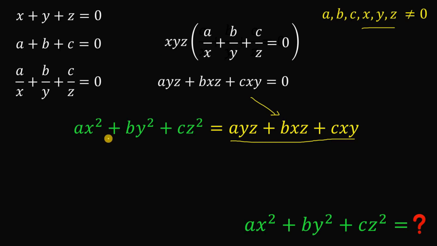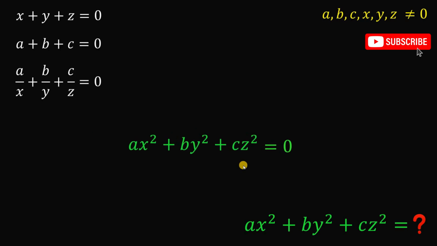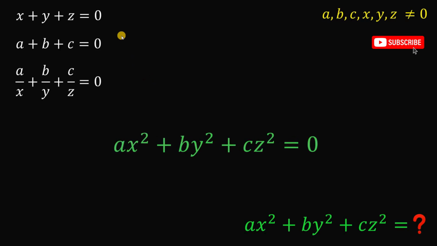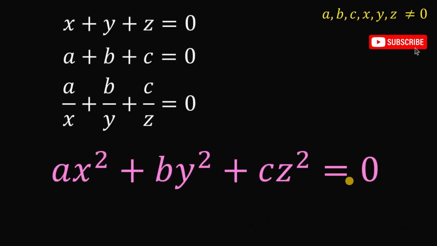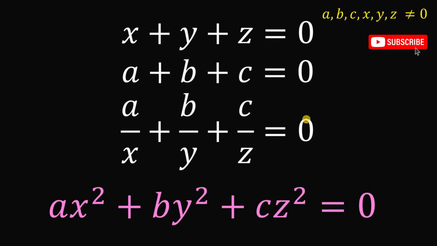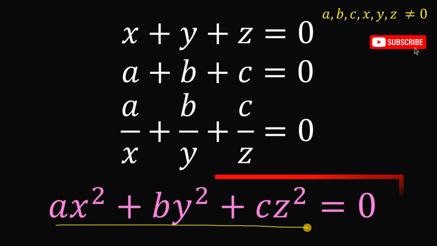In short, ax squared plus by squared plus cz squared is also equal to 0. And that is our answer to this question. So given these three equations, the numerical value of this expression is simply equal to 0. Therefore, if we want to find the numerical value of this, our answer is 0.